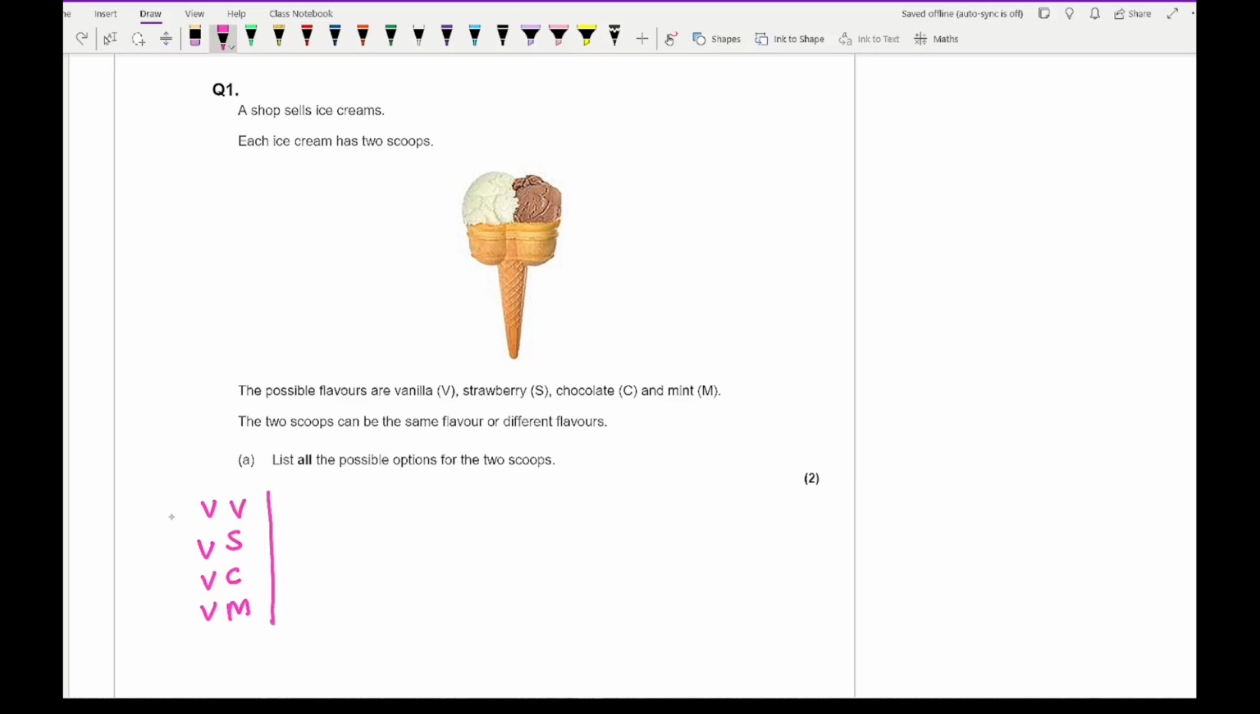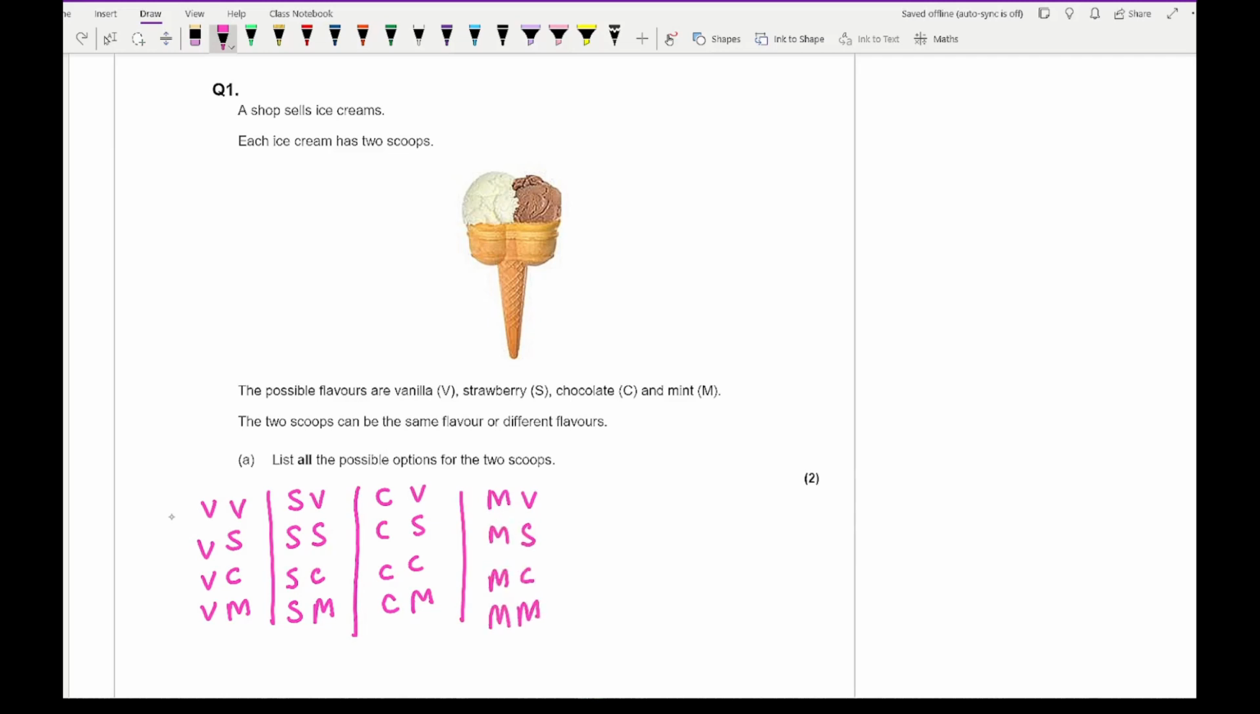Then if I go for strawberry next, so again, VSCM, and stick an S there. So that's all the options with strawberry first. Then going for chocolate first, so again VSCM, and then CCC, and then finally for mint, VSCM, and then mint 4. So altogether there are 16 options, and doing it there we've got 2 marks.